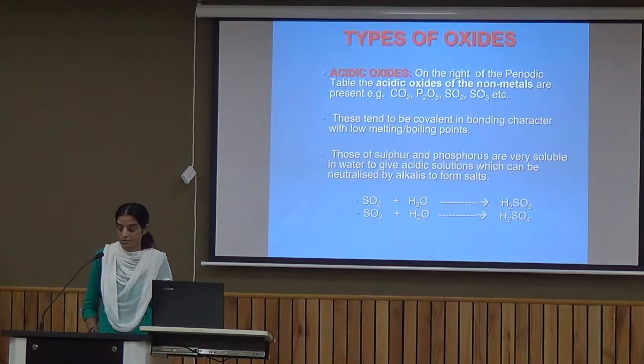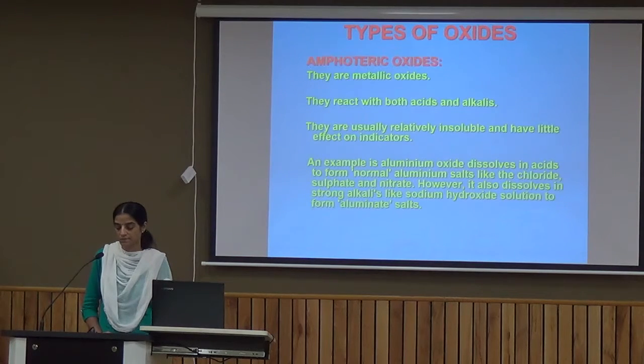Next is acidic oxides. Acidic oxides are generally the non-metallic oxides. This is clearly shown by this example. Sulfur dioxide is a non-metallic oxide. It dissolves in water to form sulfurous acid. Similarly, sulfur trioxide dissolves in water to form sulfuric acid. So when these non-metallic oxides dissolve in water to form acids, they are acidic oxides.